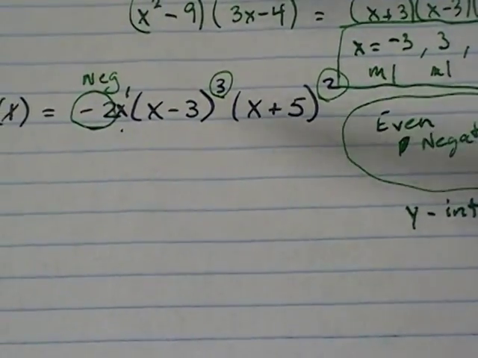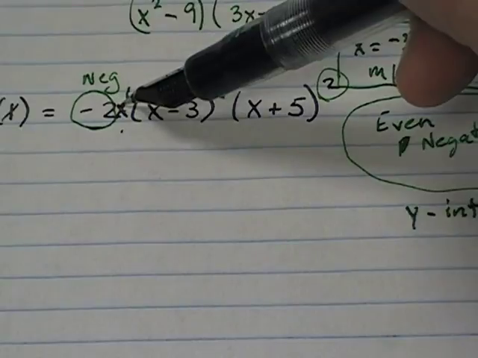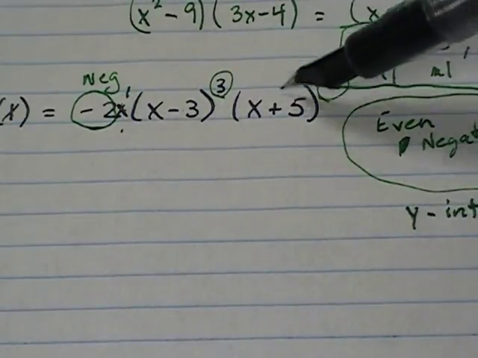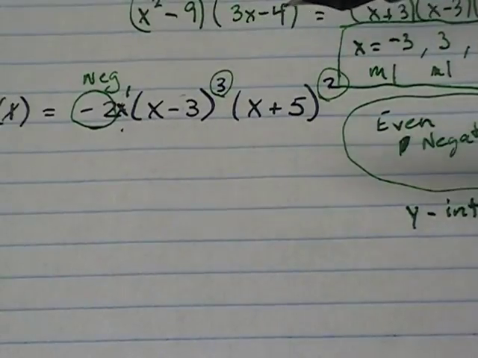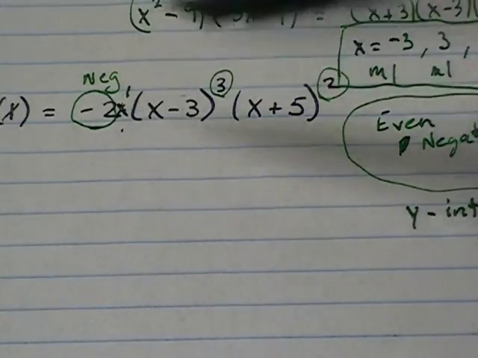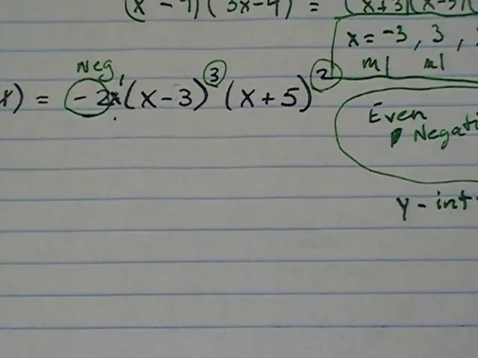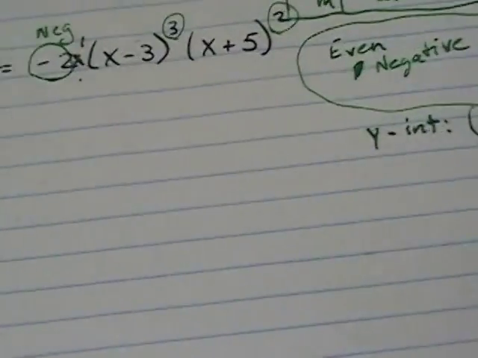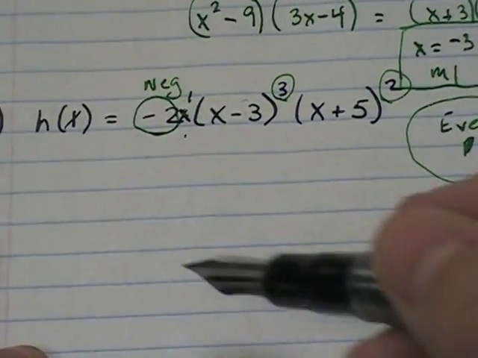Let me say that again. When I put 0 here, no matter what I get out of here, 0 times anything is 0. So I don't even have to work this. Once I plug in 0 here, I'm done. It's just 0. Okay, so I know my end behavior. I know my y-intercept. Last step is to find my zeros.